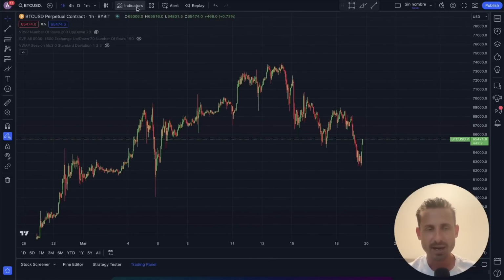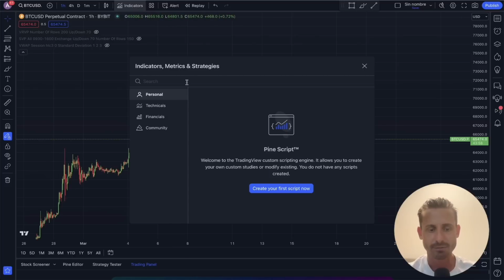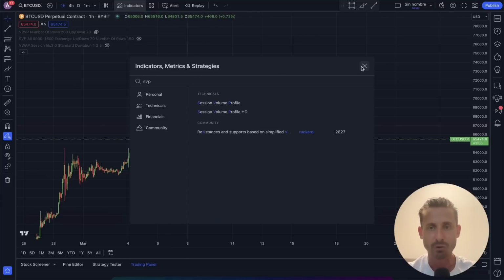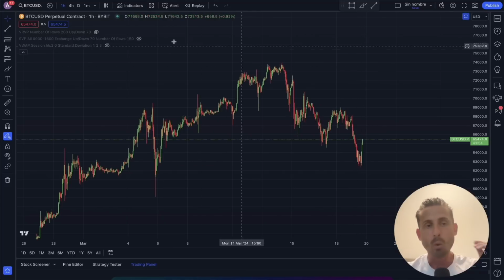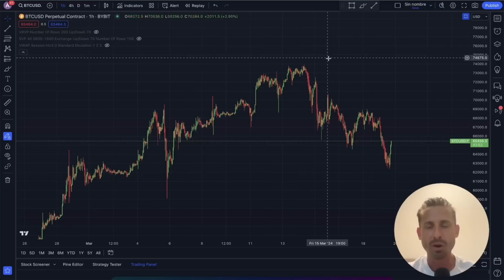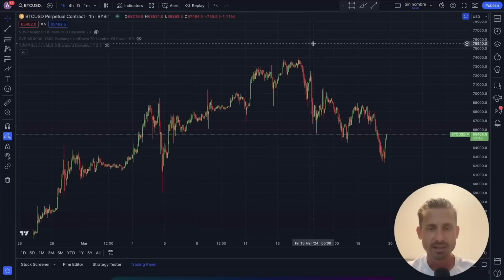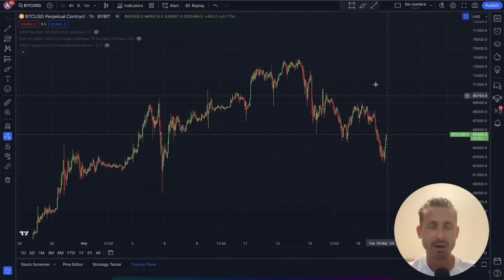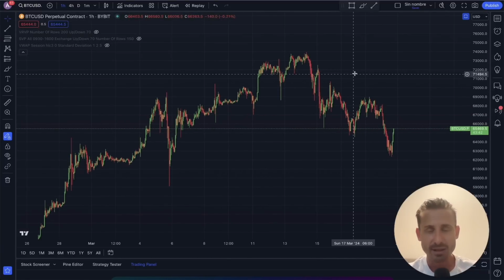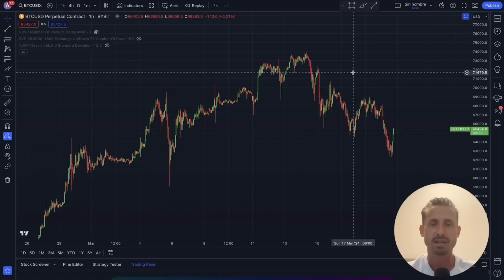Now, as I explained, that indicator here is found in Indicators, SVP, Session Volume Profile. Now, we are taking a look here at the 1 hourly time frame, but this is more for scalping and day trading. I'm going to explain right away. This is the Bitcoin chart right now, and we haven't got anything on the chart. It's super clean, and this strategy is super simple to understand. You don't need any more fancy indicators to learn this strategy.